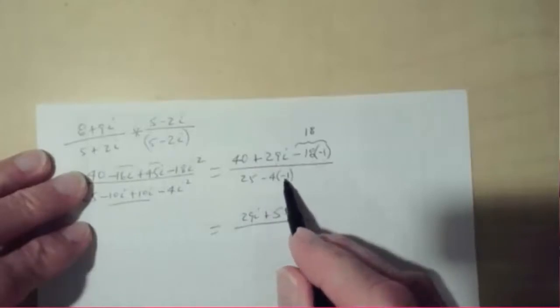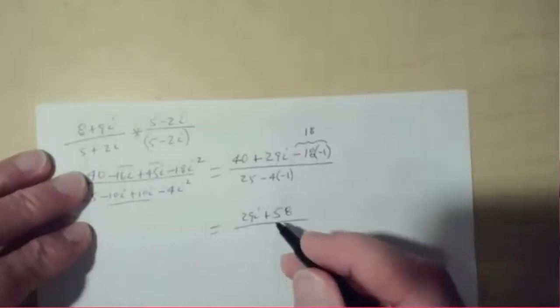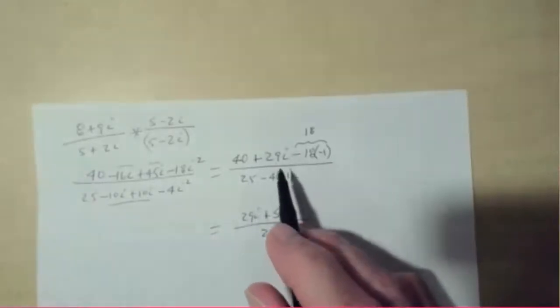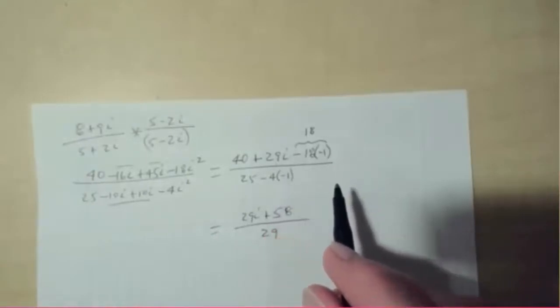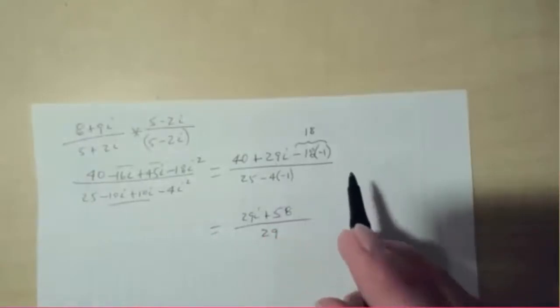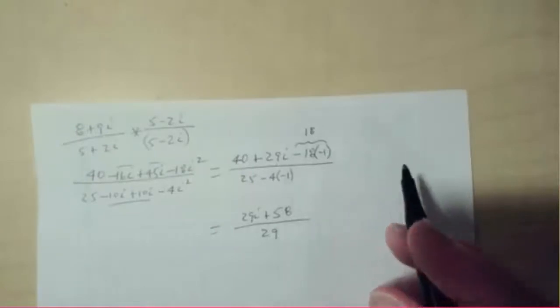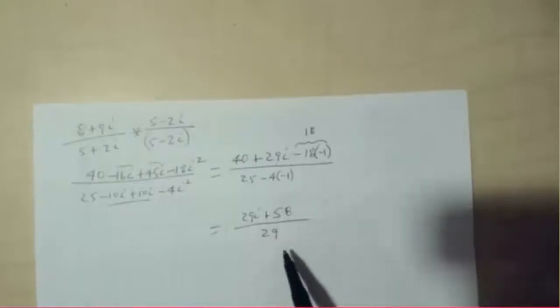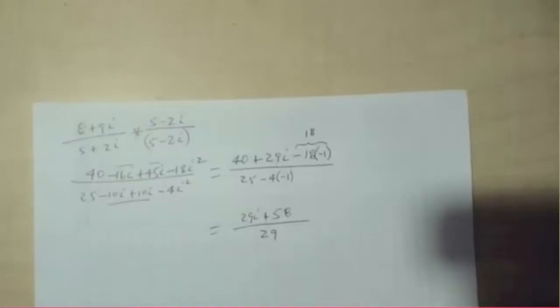29i plus 58 over 25 minus 4 times negative 1, which is a positive 4. So it's going to be 29. Okay, 25. Right? Right.